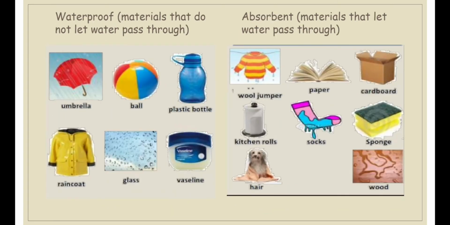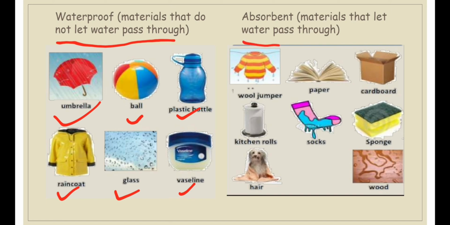Waterproof. Waterproof materials do not let water pass through. Like an umbrella. Of course, it should be waterproof because it will keep you safe in rain. You will not get wet when it's raining. Ball, plastic bottle, glass, and raincoat. They all are waterproof. And Vaseline, that is petroleum jelly, is also waterproof. We apply that in winters to keep our skin from drying out. So it keeps the moisture in our skin. That's why it is also waterproof. It keeps the moisture within the skin.